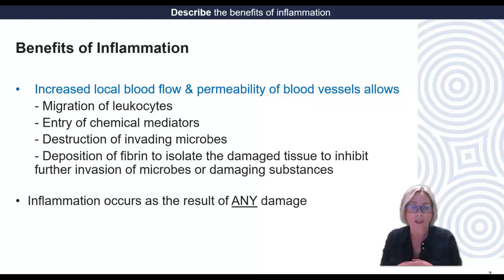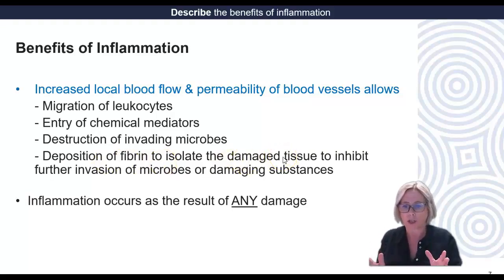We know that some of them are phagocytic, so they're able to engulf pathogens or debris or dust or things that have entered from the environment and take them up and remove and destroy them. We also get entry of chemical mediators too, and together the migration of the white blood cells and the entry of chemical mediators will destroy the invading microbe. Okay, now we also have deposition of fibrin to isolate the damaged tissue.